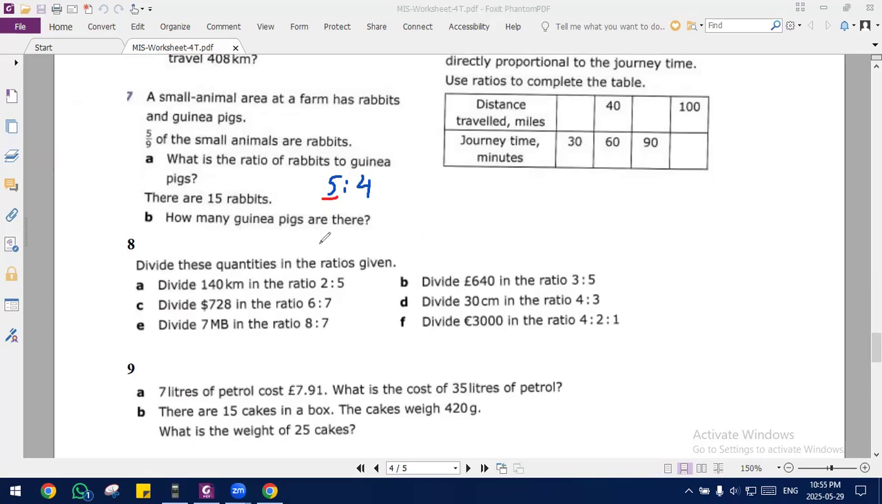So 15 rabbits means this is 5 parts. What about 15? How do I solve this? Let's do it like this. 5, 4. I need it to be 15. So you can do it similar to fractions. You can multiply by 3 to make 5 into 15. 4 times the 3 is 12. So how many pigs are there? Since we did the ratio, it's 12.